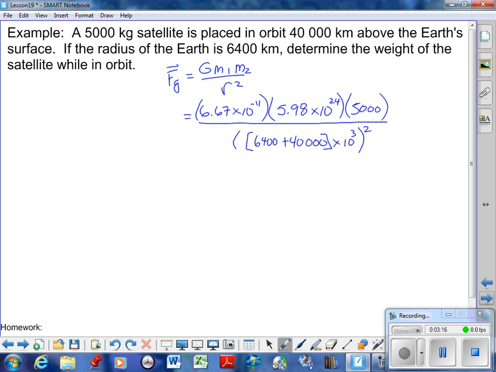So I'm just playing with scientific notation there. And I'm all set. So I can actually punch that in as is into the calculator. So if I do that, I get an answer of 926 newtons. And that seems about correct if I recall. So therefore, the satellite will weigh 926 newtons. So there we are.